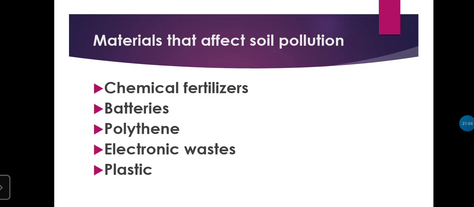Now I am going to talk about materials that affect soil pollution. What are the materials that affect soil pollution? Chemical fertilizers, batteries, polythene, electronic waste, and plastic. These are the materials that affect soil pollution. So we have to protect soil and not put these materials into the soil.